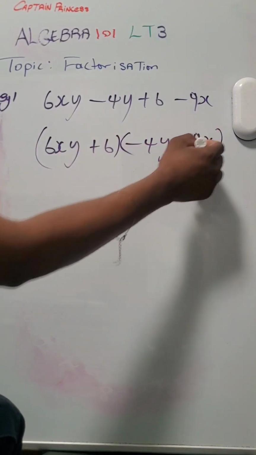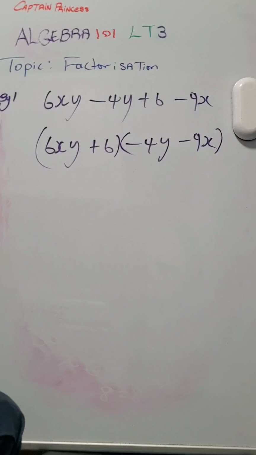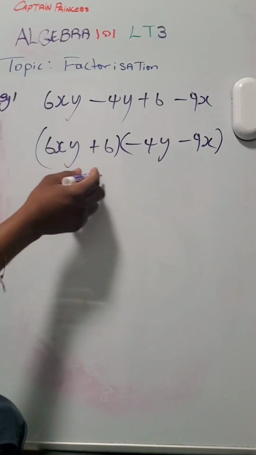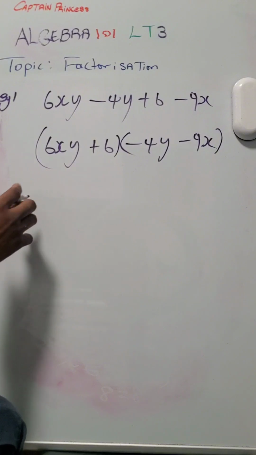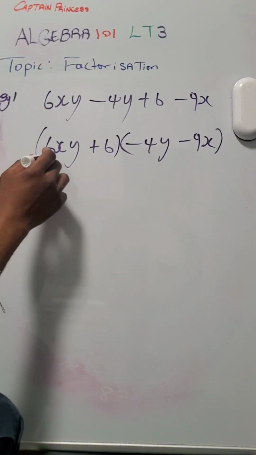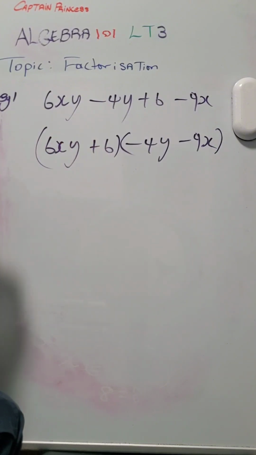Remember, the minus is in that bracket. I'm going to put it in this time. So what is common to both terms here? What is common to both terms are the 6's. So what we can do is either do one or both, and then by doing that, I want to see if we get the same answer.